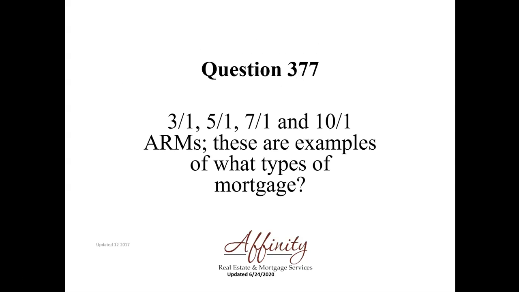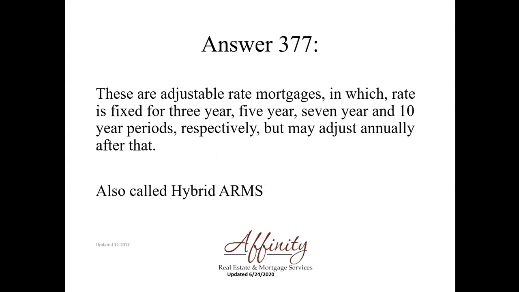Question 377. 3/1, 5/1, 7/1, and 10/1 ARMs. These are examples of what types of mortgage? These are adjustable rate mortgages in which the rate is fixed for 3 years, 5 years, 7 years, and 10 years, respectively, but may adjust annually after that. Sometimes they are called hybrid ARMs.